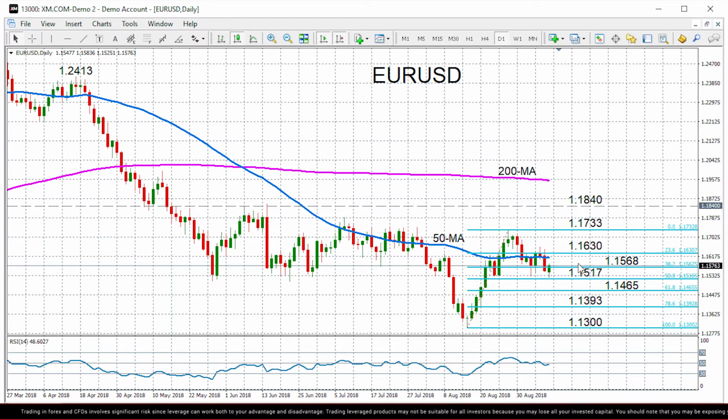But there's resistance coming from the 38.2% Fibonacci retracement of the up leg from 1.13 to 1.1733. If we do see a strengthening of that upside momentum, we could see prices heading towards the 50-day moving average, which is just below the 23.6% Fibonacci at 1.1630. So a key resistance area around 1.1630.